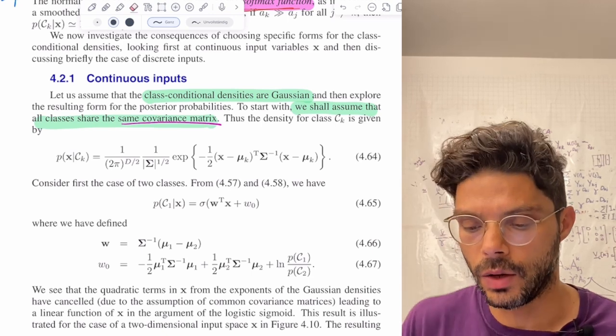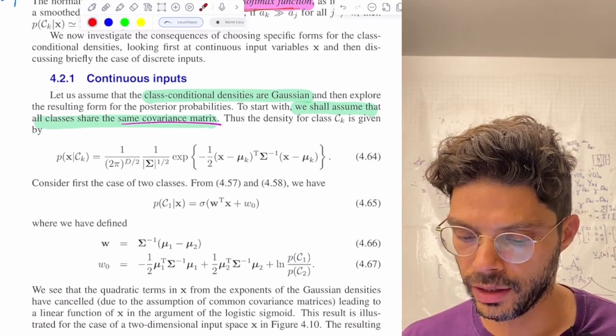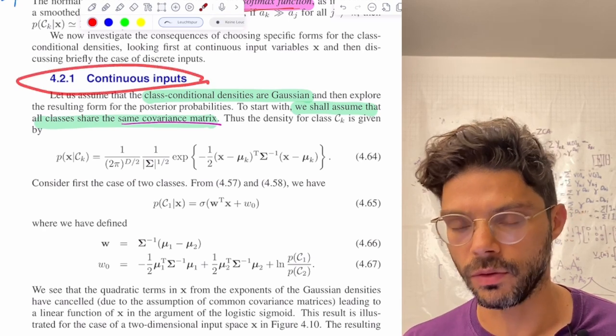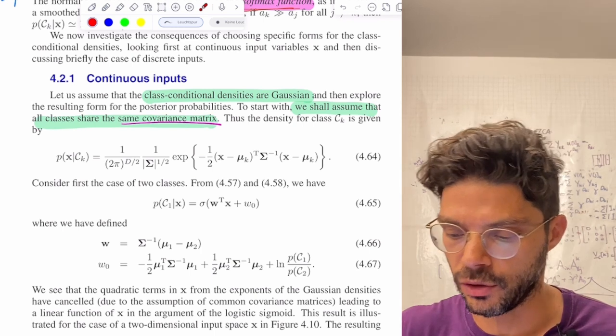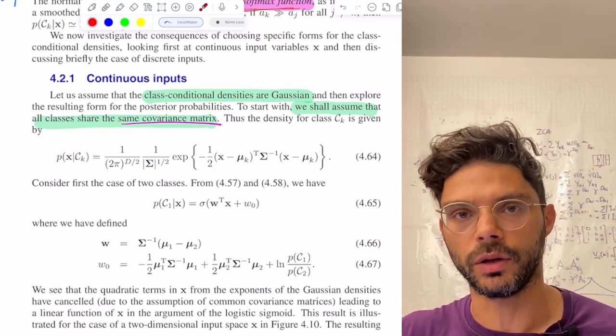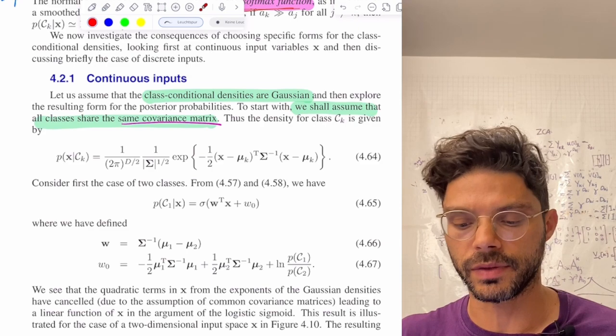All right, folks, we are back. We are studying section 4.21 on continuous input. So what are we even talking about? Remember, the whole point of this chapter is to look at linear models for classification.